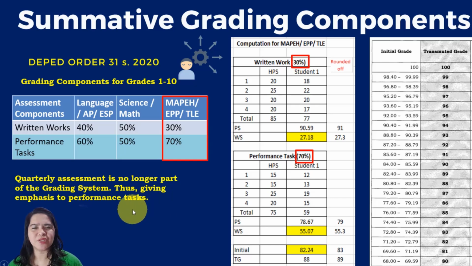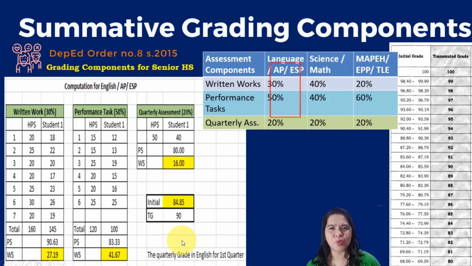So let's now proceed to the old version, and that is the DepEd Order number 8 series of 2015. Following this order, we have 3 components with different weights. If we will compute an English or language grade, we follow these percentages: 30% for the written work, 50% for the performance task, and 20% for the quarterly assessment.